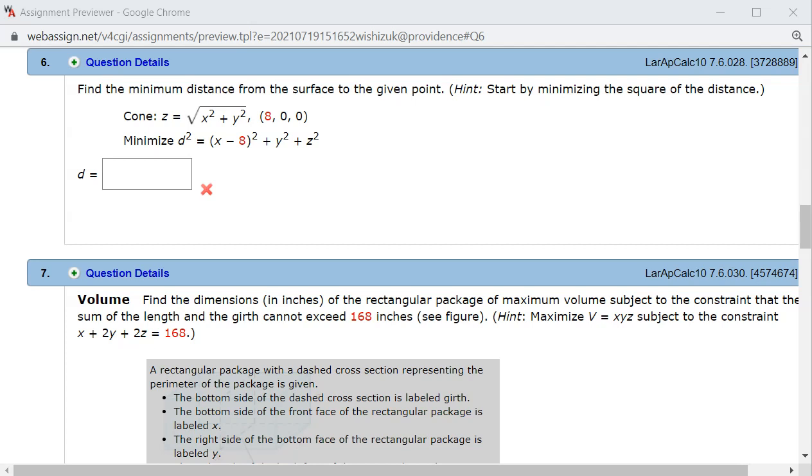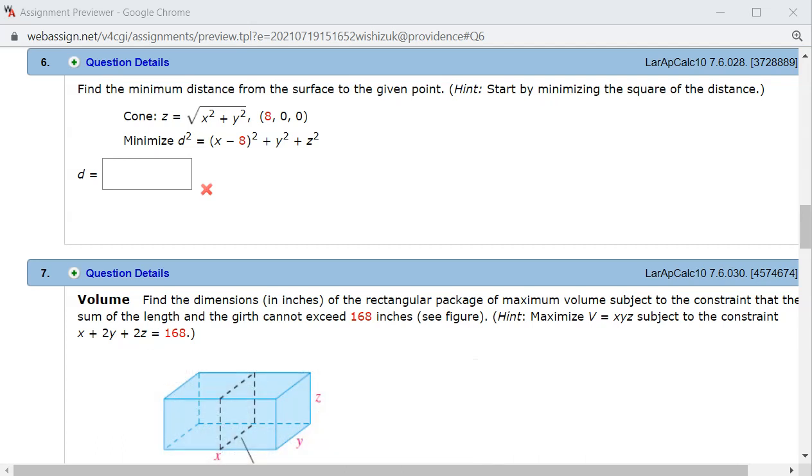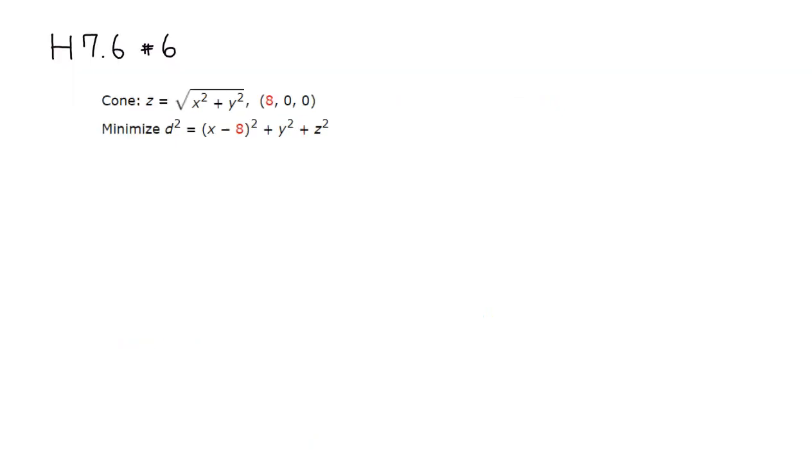All right, let's look at homework 7.6, problem number 6. We want to find the minimum distance from the surface, which is the cone, to the given point (8, 0, 0). So we want to minimize the distance. This is a squared version of the distance formula. All right, so let's minimize that.